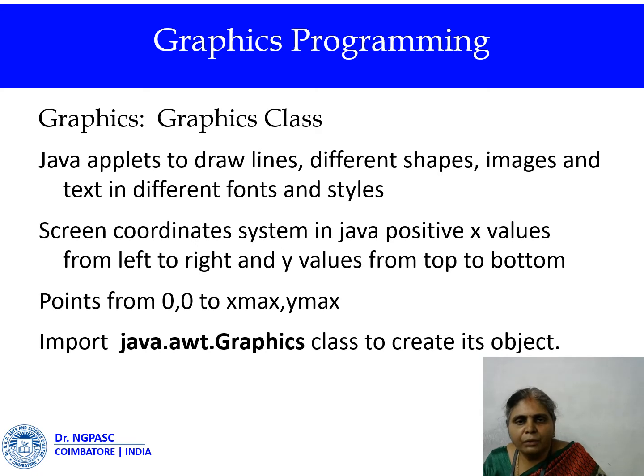First, graphics programming. The java.awt package consists of a class known as Graphics. The Graphics class object is very useful in Java applets to draw lines, different shapes, images and text in different fonts and styles. Using these basic building blocks, it is possible for you to draw drawings as per your imagination. It uses the screen coordinate system, which is a Cartesian coordinate system where the value of x ranges from 0 to x maximum and the value of y ranges from 0 to y maximum.